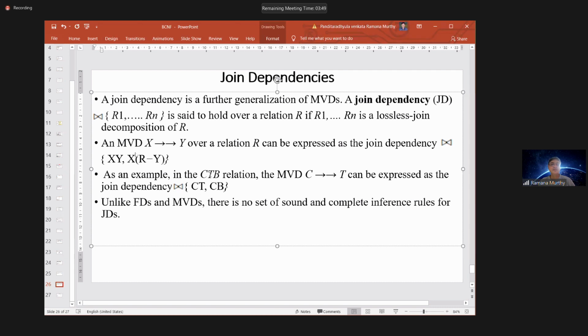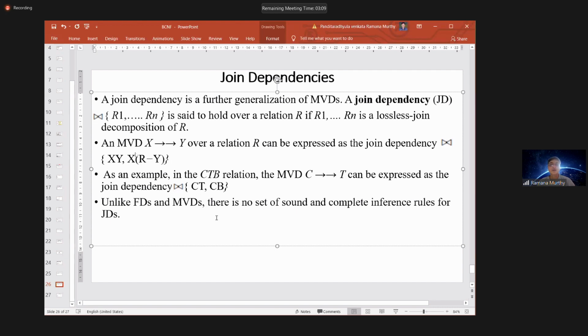So whenever we are splitting this particular table on the multi-value dependencies, in order to identify a super key or functional dependency on the multi-value dependency columns, and basically to eliminate redundancy, we check whether we are getting back our original table or not. Unlike functional dependencies, for multi-value dependencies there is no set of sound and complete inference rules. Be careful.